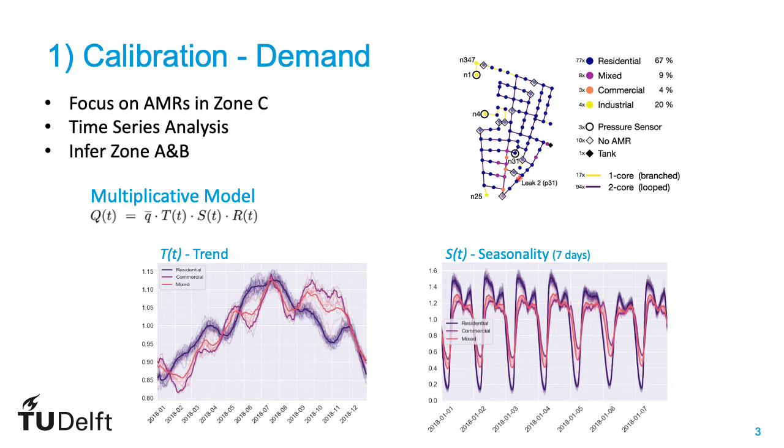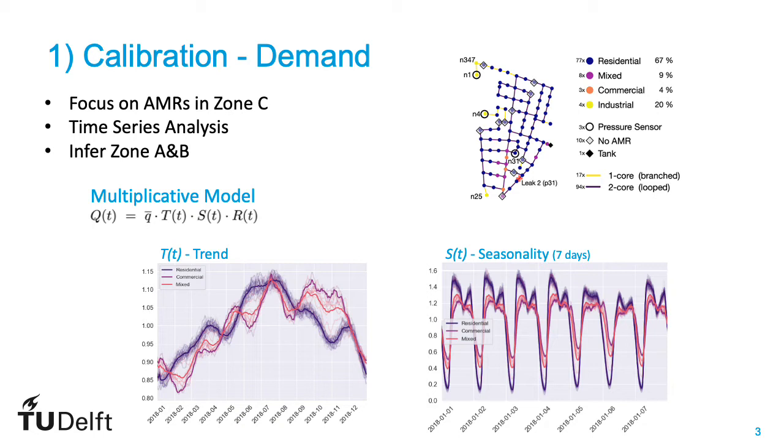We focused on the AMRs in measurement zone C of the network and used time series analysis to identify the water usage behavior in L-Town. The idea is to subsequently infer the demand to unmeasured nodes in zone A and B according to the information from the previous water bills, which is contained in the EPANet input file. The zone contains residential, commercial, and industrial consumers.